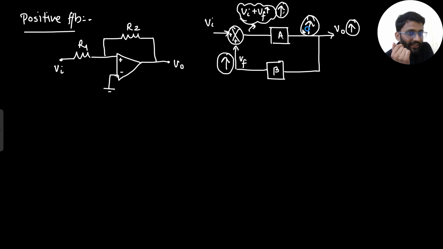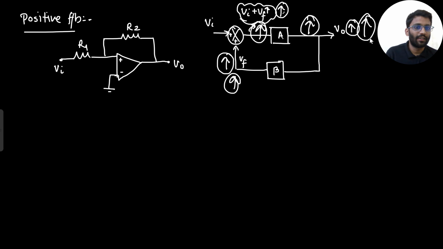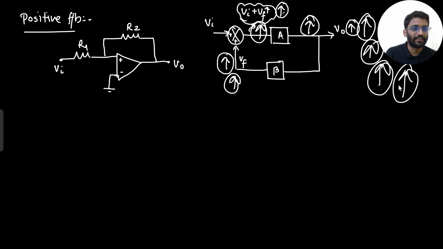So if I try to increase my V naught, eventually my V naught keeps increasing. Now if it is increasing, it will increase more. If it increases more, this node will increase more, and the output will increase more. Then it will keep on increasing, and my output is unstable. Are you getting this point?